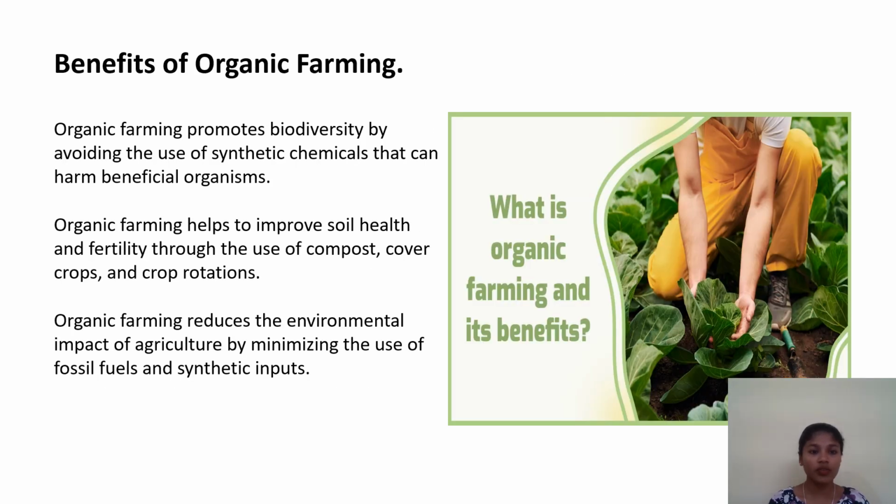Benefits of organic farming. Organic farming promotes biodiversity by avoiding the use of synthetic chemicals that can harm beneficial organisms. Organic farming helps to improve soil health and fertility through soil compost and cover crops and crop protection. Organic farming reduces the environmental impact of agriculture by minimizing the use of fossil fuels and synthetic inputs.